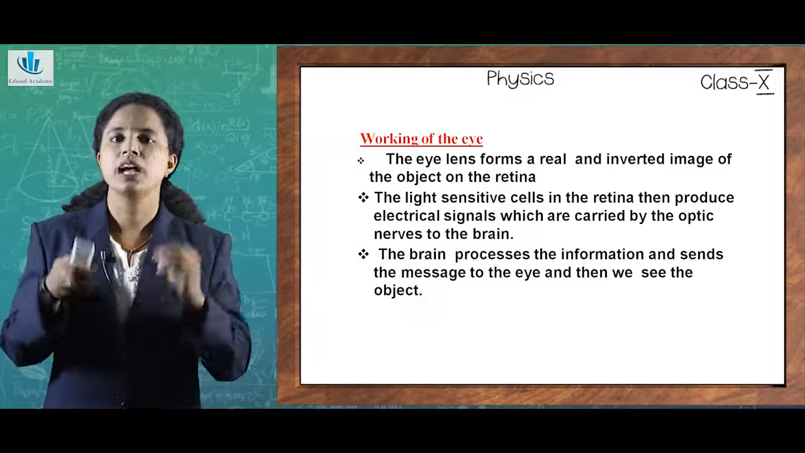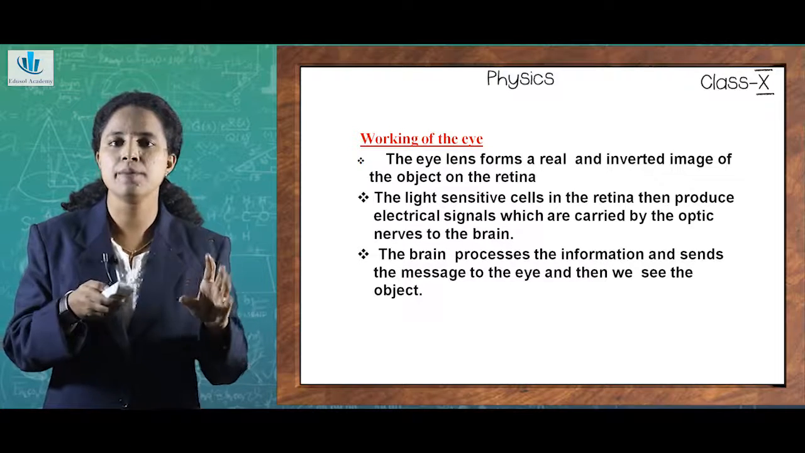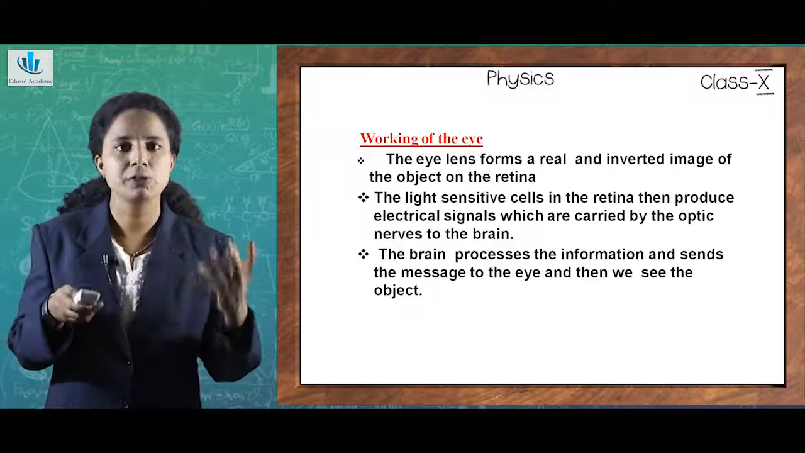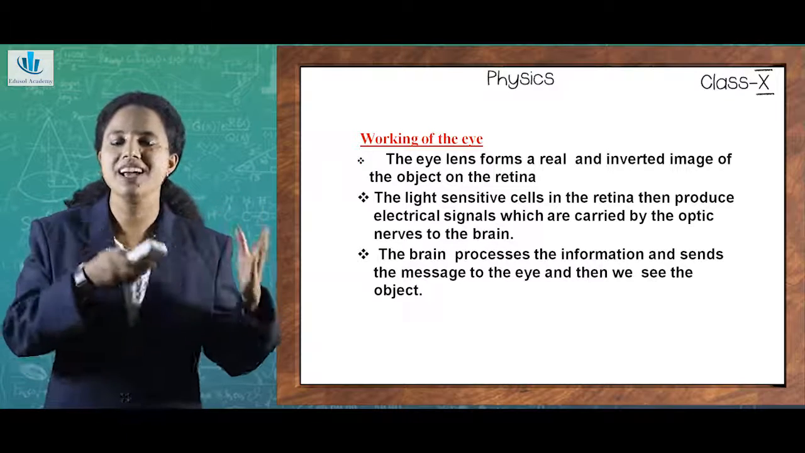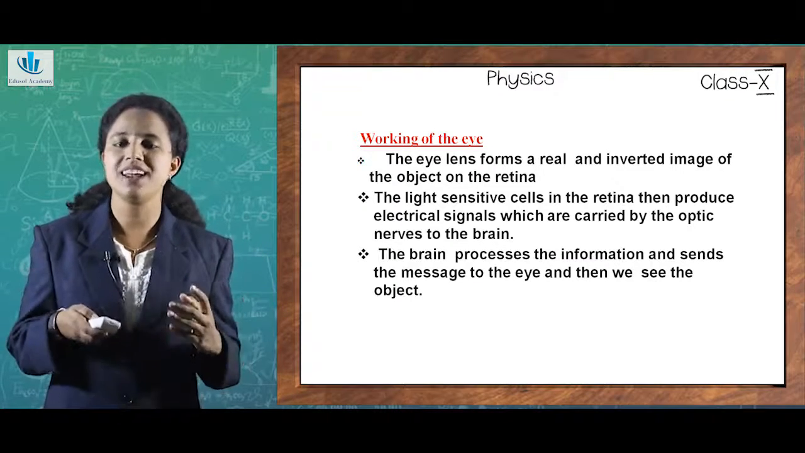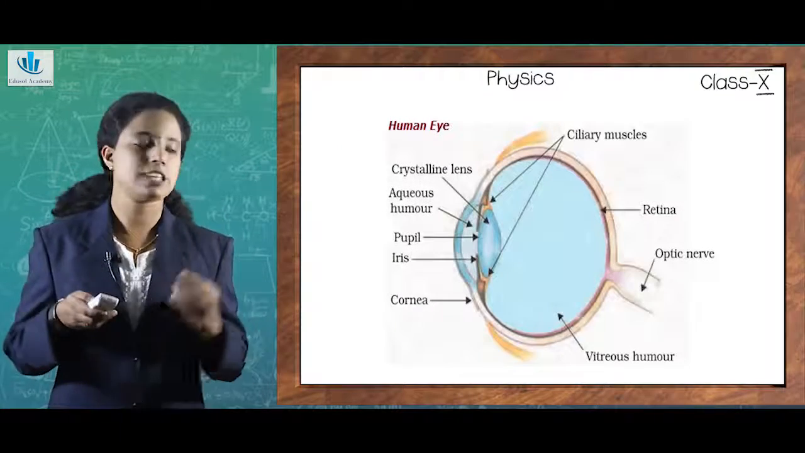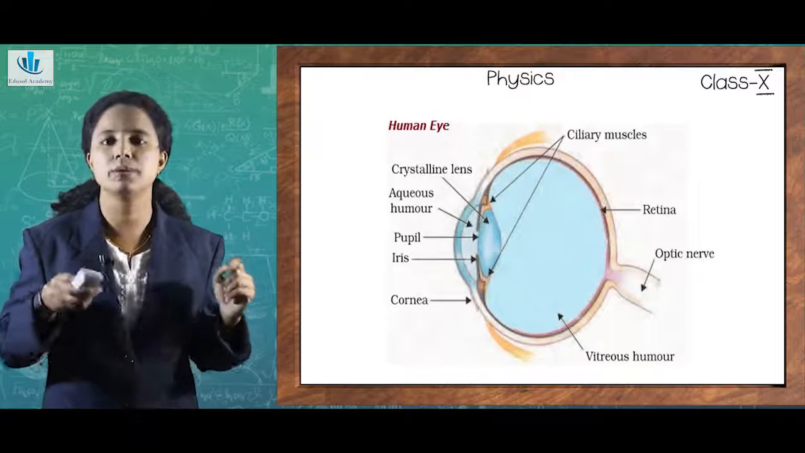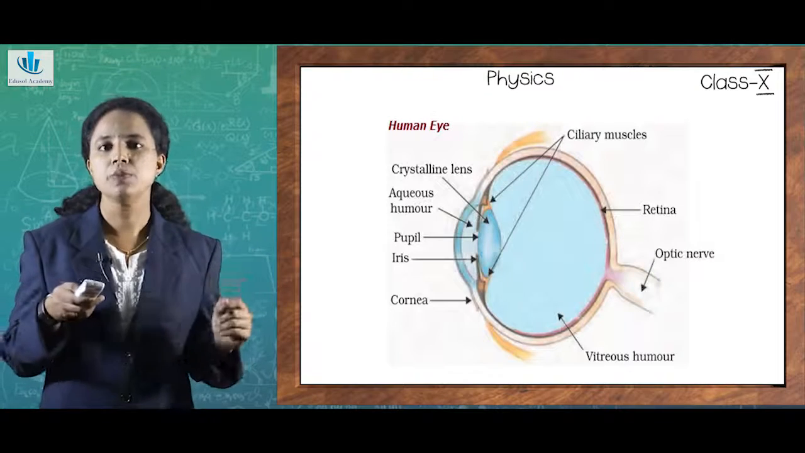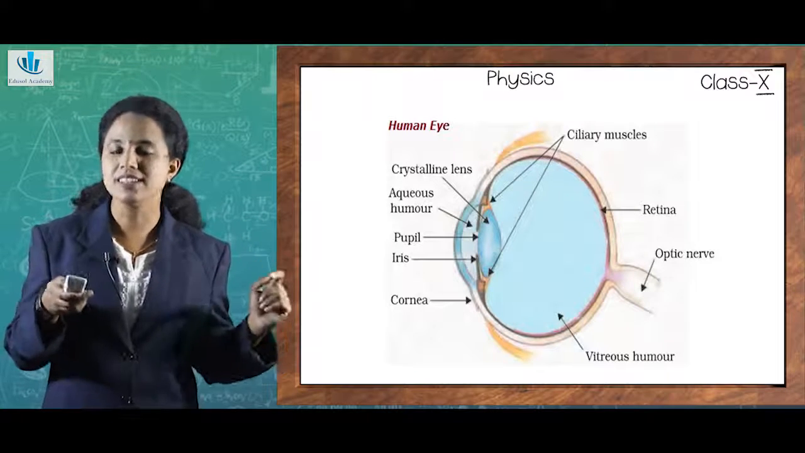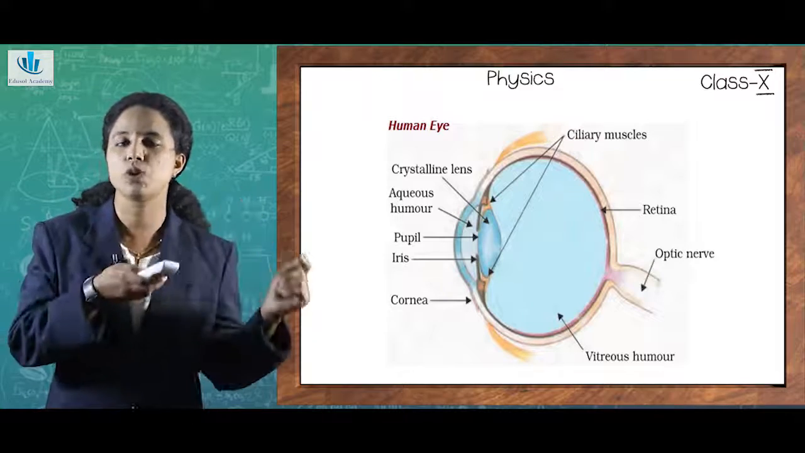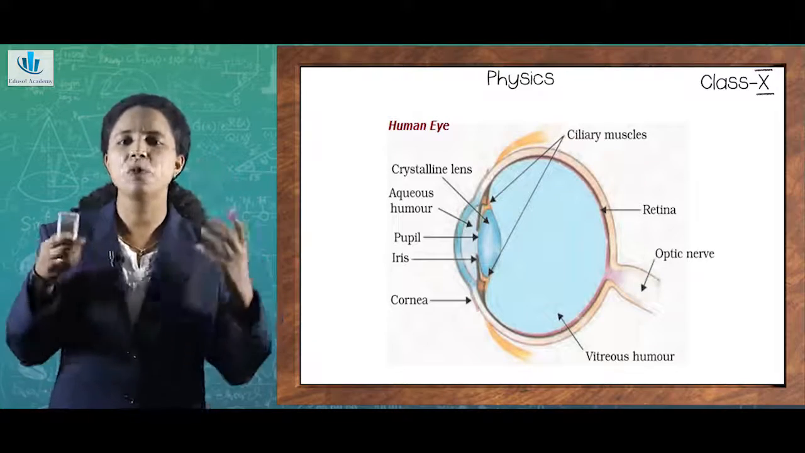So light sensitive cells in the retina then get activated upon illumination and they produce the electrical signals. Then finally, these electrical signals are carried by our optic nerves. As you can see in the picture, the optic nerves is being depicted. So, the optic nerves then carries these electrical signals to our brain. Then finally what happens?